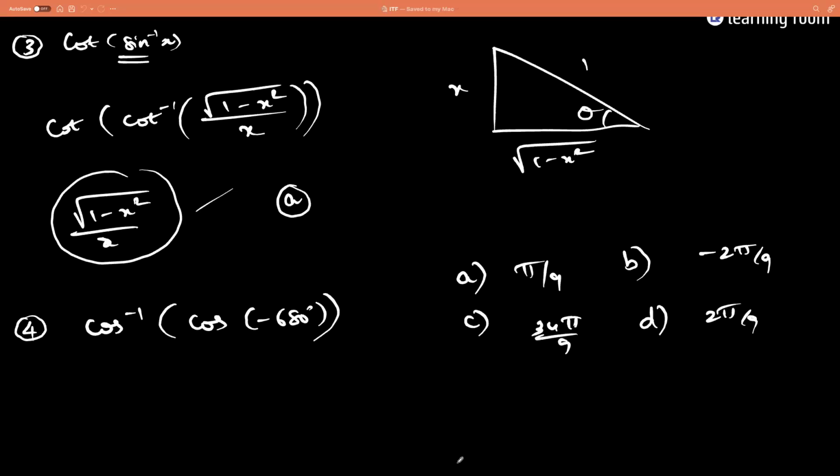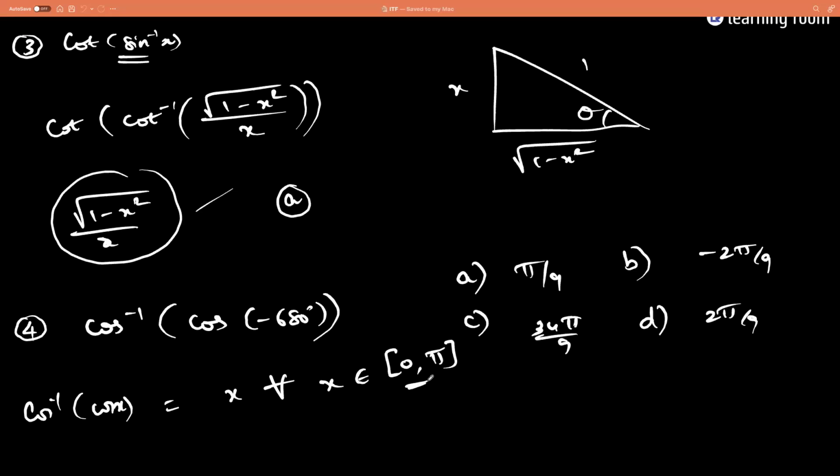So I want to ask this question. Cos inverse of cos x is equal to x for all values of x that belongs to? Tell me the principal range, guys. 0 to pi. Closed interval 0 to pi. So if I want it between 0 to pi, cos of minus 680 is going in the clockwise direction. So I need to get a value where I'm able to bring it between 0 to pi. How do I do that?